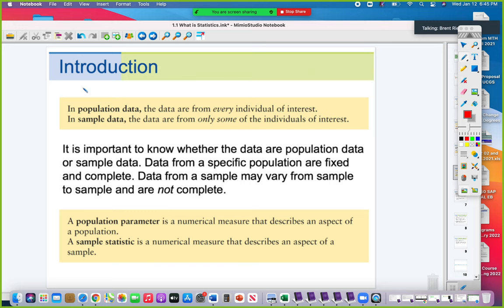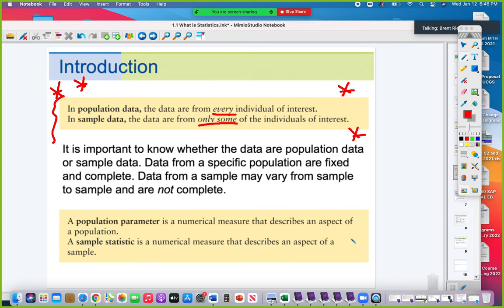All right, these you definitely want to write down. These are a big part of kind of your homework here, population and sample. In population data, the data are from every individual of interest. And I believe you guys already know this because you took elementary science classes that really hit on the idea that population is everybody and sample is only some.